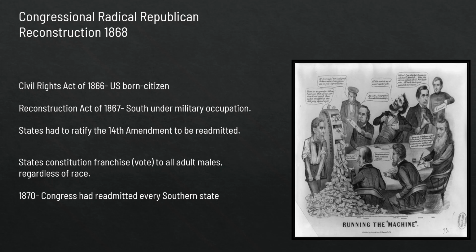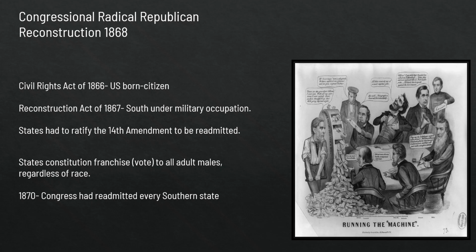This places the South under military occupation until all states ratify, which means approve, the 14th Amendment before they can be admitted to the Union. So until you agree to these amendments, you cannot be admitted into the Union, and we're going to have Union military occupying your state. This act also mandates that all new state constitutions must grant voting rights to all adult males, regardless of race. So this is going to be a revolutionary shift in American democracy.